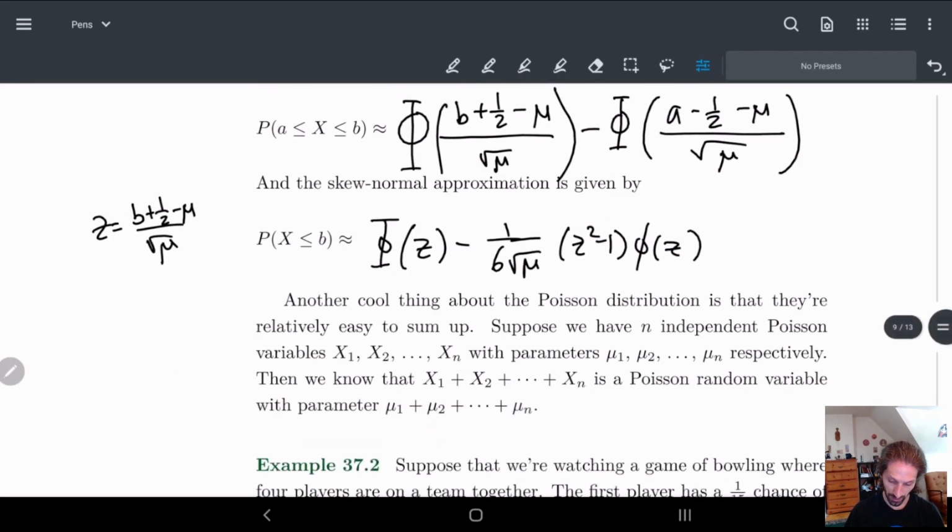Now another cool thing, and this is the last thing we'll say before looking at an example, is that they're relatively easy to sum up. So in other words, if I have n independent Poisson variables, so I have x1, x2, x3, etc. up to xn, each with parameters mu1 through mu n, etc. Then the sum is a Poisson random variable with parameter the sum of the parameters.